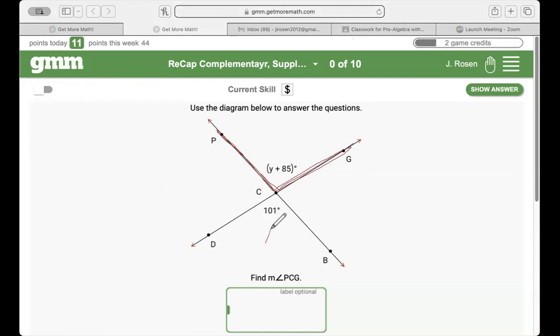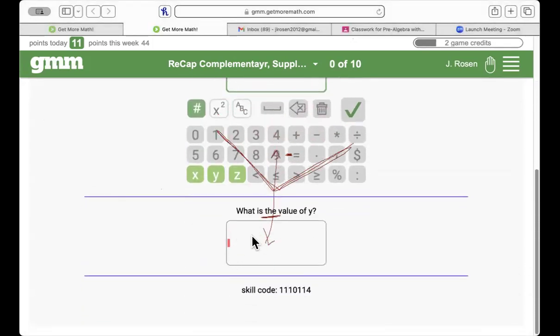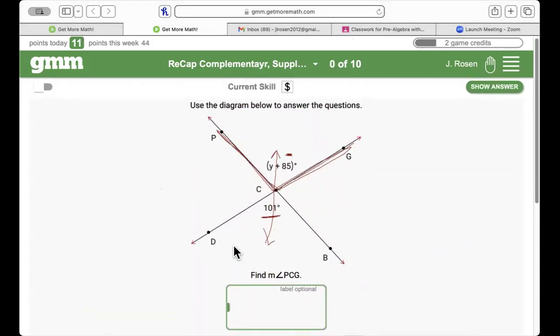Well, we should know that these two are going to be vertical angles, so we don't even really need to do any math. If this one's 101, then this one's going to be 101. Now, it might ask us, let's see. Yeah, it is going to come down here and ask us to find the value of y. So we're going to go ahead and do the math. But the measure of PCG should just be 101. So let's just double check that real quick. There we go. We got the green dot.